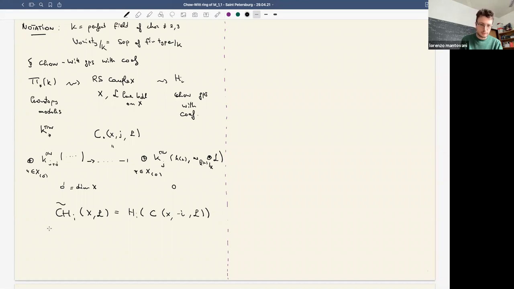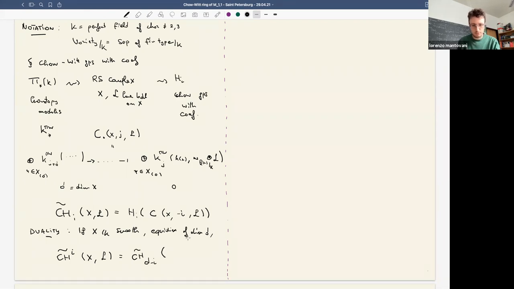Maybe what should I say? Right, that if X is smooth and equidimensional of dimension d, then we also have some more cohomological definition, which is H tilde^{d-i} of X with coefficients in the sheaf, twisted by L. And here I have to twist by the determinant of the tangent bundle.